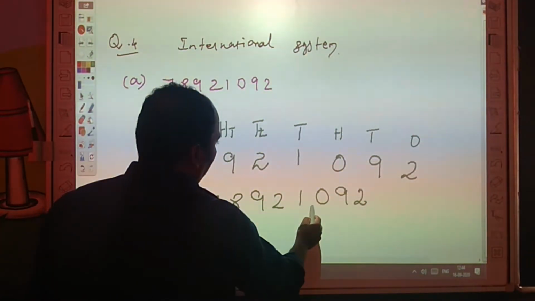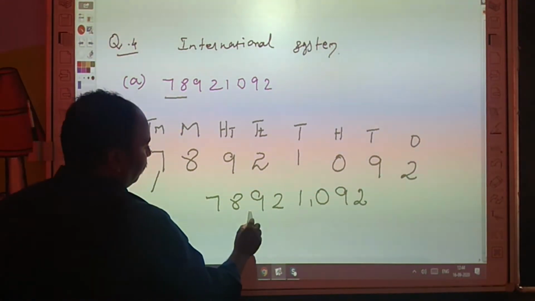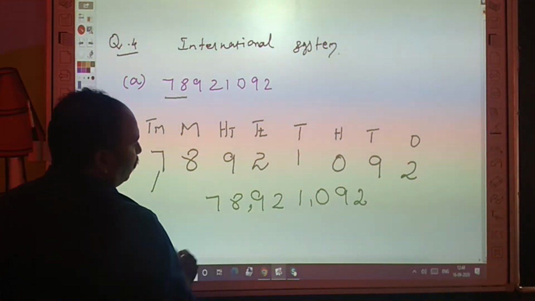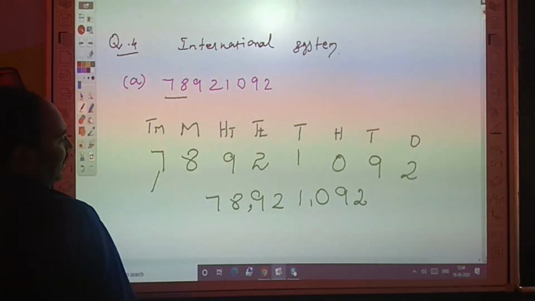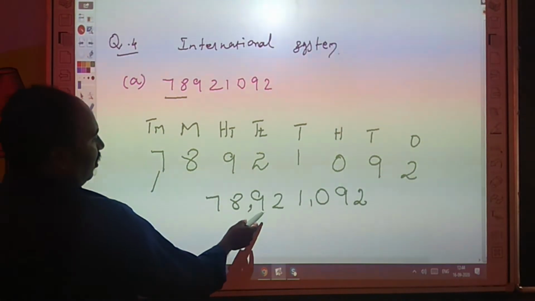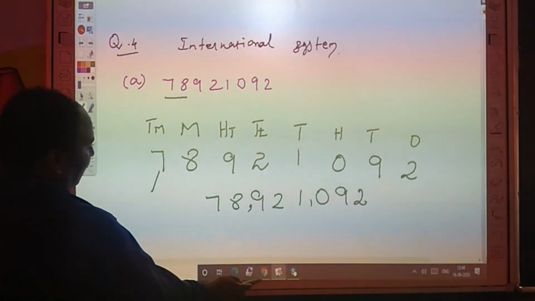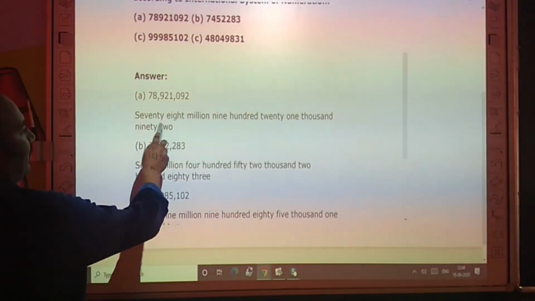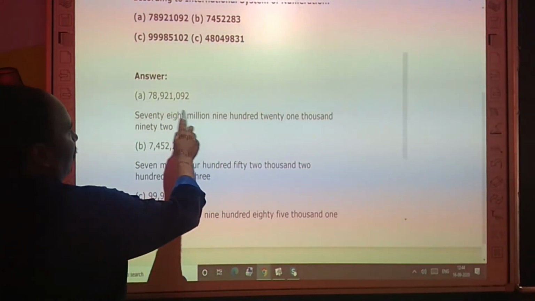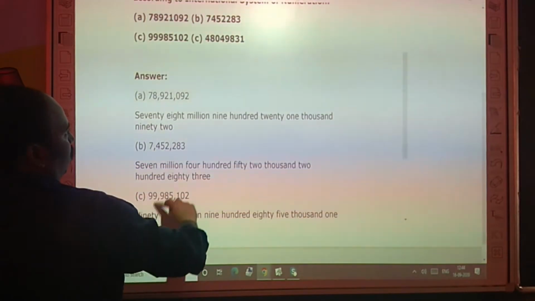You take the first comma at the hundreds place, and then the second comma at the 100,000 place. So 78 million 921,092. Next you write the names. 78 million 921,092.